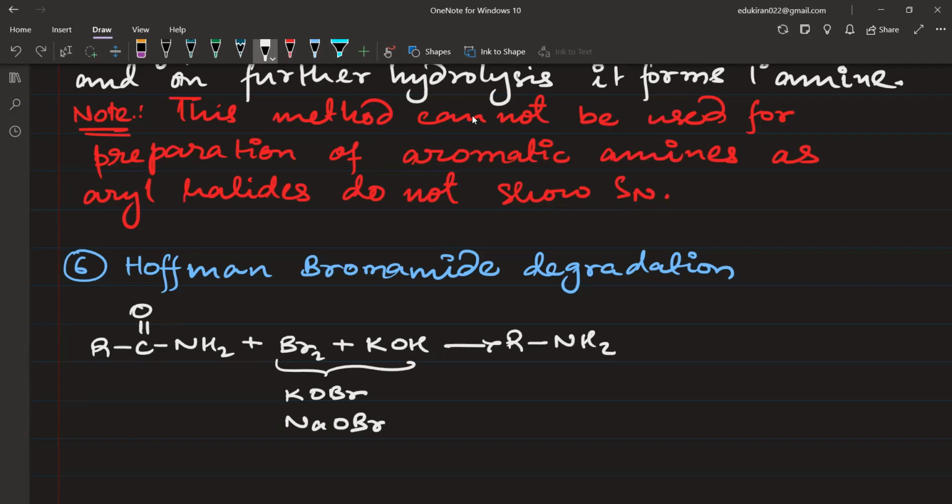So this is degradation. Degradation means the product that is formed will have 1 carbon less than the amide. That is why it is degradation, a descent of 1 carbon. Plus you will get K2CO3, plus you will get KBr, and you will get H2O.